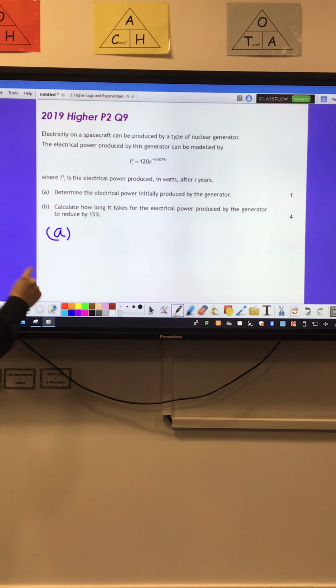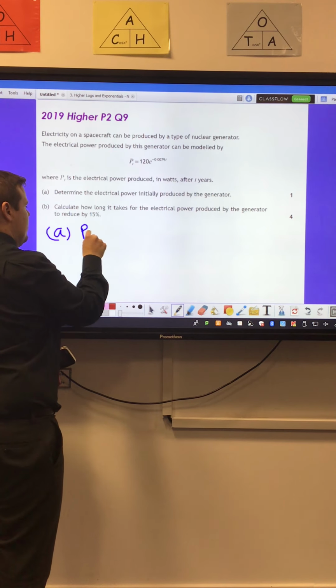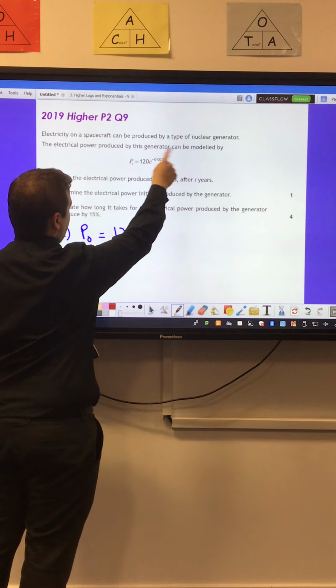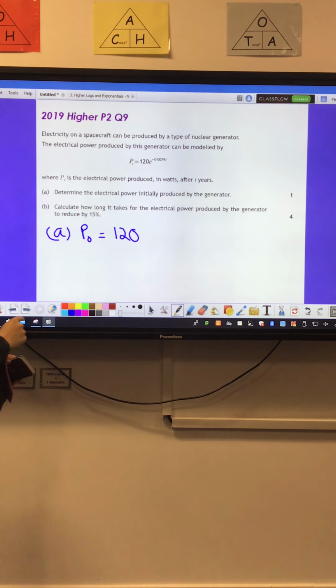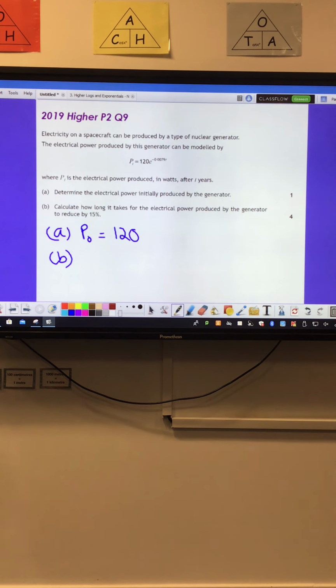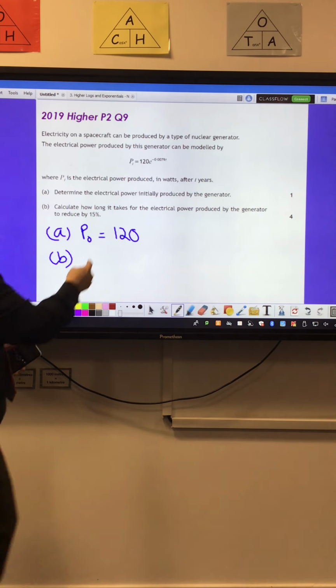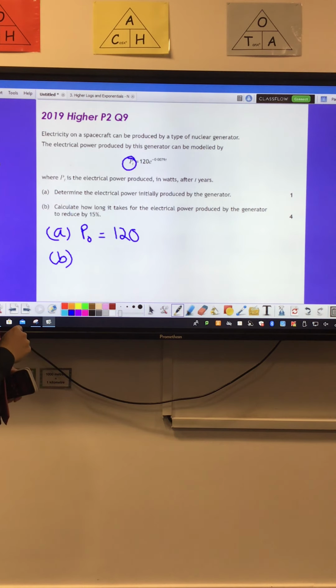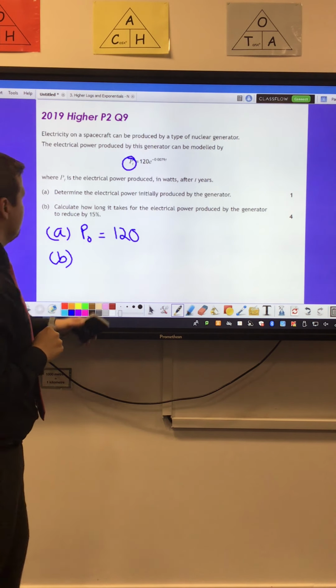Okay, well, like before, P of 0 is going to be 120. Okay, you put 0 into that, it's going to be 120 e to the power of 0, which is just 120. Okay, part B. Calculate how long it takes for the electrical power produced by the generator to reduce by 15%. Okay, well, this is the power after a certain period of time.